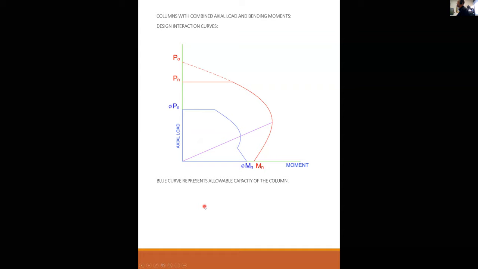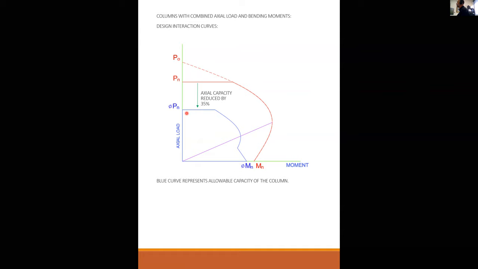For allowable capacity, we looked at table 21.2.2 for the applicable phi factors. And this is what it looks like. The blue curve represents your allowable capacity of the column. And there's a big difference there, you see, between what theoretically the column could carry, the red curve, and now we're only allowed to design to the blue curve. The axial capacity is reduced by 35% because your phi is 0.65. So axial capacity from nominal to allowable is reduced by 35%. That's this big jump right there.